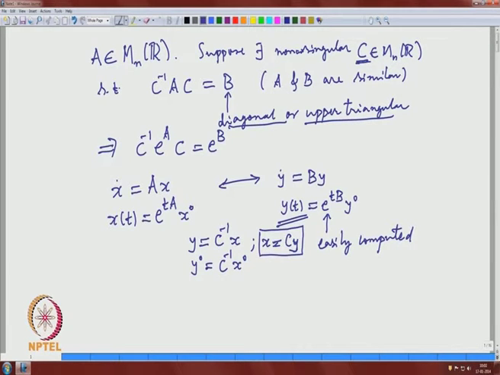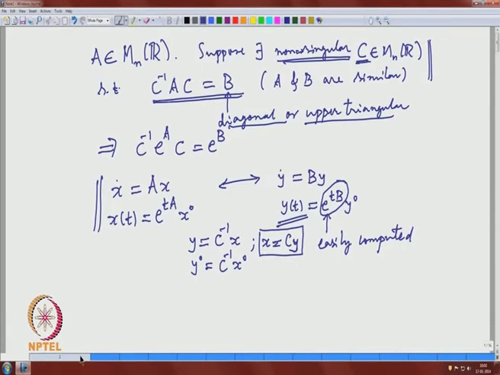That is why all this effort is being done to find a suitable non-singular C such that C inverse A C is equal to B, and B is quite simple. So that we can compute the exponential of tB very easily, and then we analyze the solutions of this reduced system, and then we get information about the original system. That is the advantage. Let us now begin.